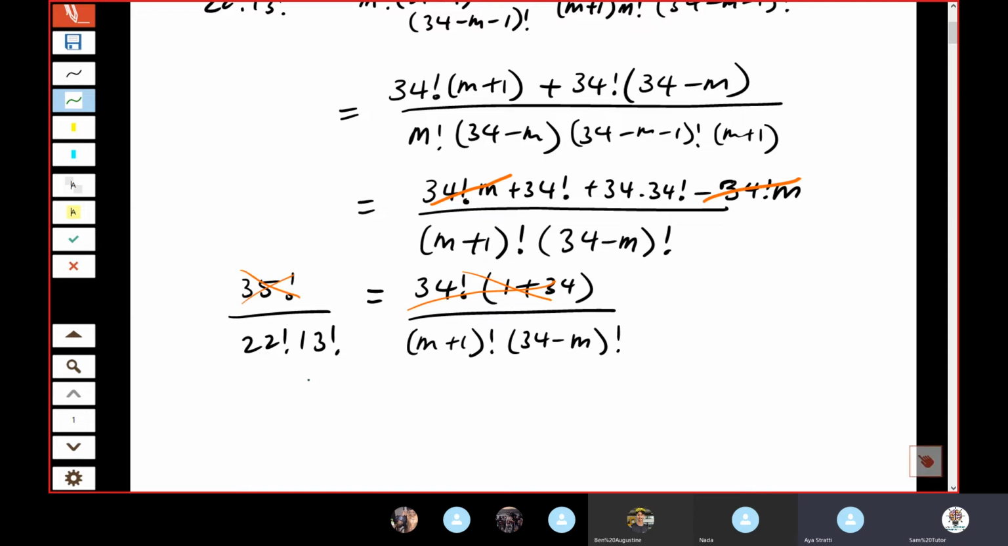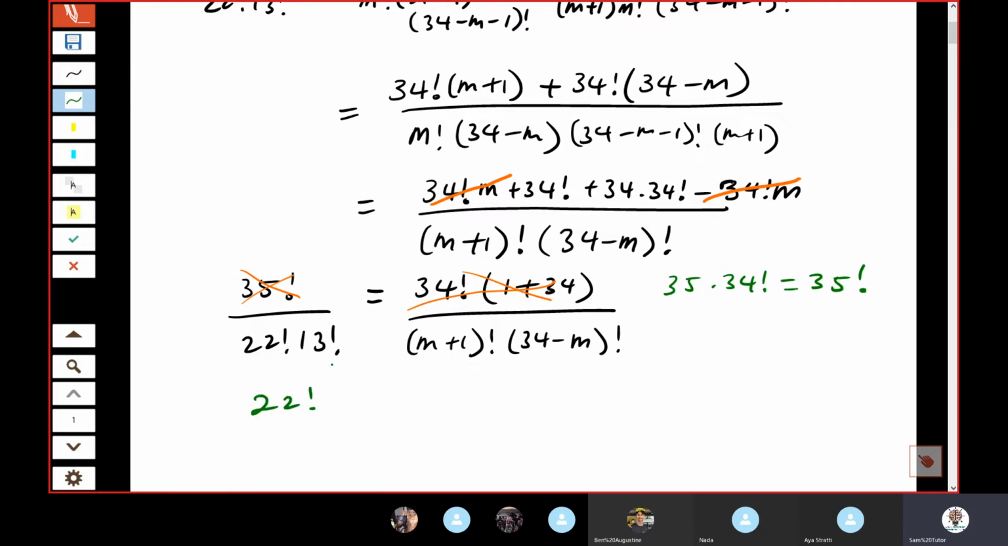Sorry, say it again. He said that last step again. Do you agree with the factorizing bit, firstly? Yeah. And then 1 plus 34 is? 35, and that becomes 35 times 34 factorial, which is the same as? 35 factorial. So those will cancel out, and then what are you left with?